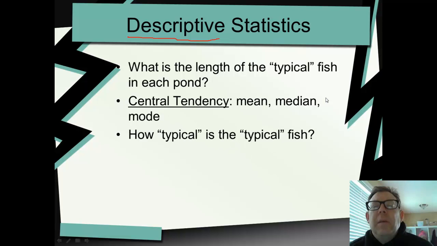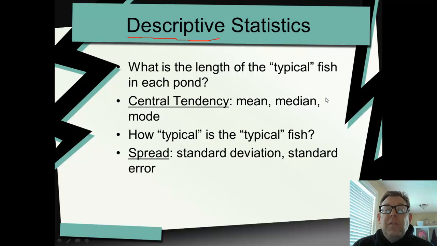The next question is then, well, how typical is the typical fish? So, for example, if we had a mean length for each pond, we also want to know, well, how many of the fish are actually near that mean length? We want to know something about the spread around that measure of central tendency. And how do we do that? Do you remember? Well, a couple ways that we've done that is the standard deviation and the standard error. Those are going to tell us how the fish are spread around that mean value. And so if that spread is really small, then most fish are the typical fish. Most fish are near that mean length. But if the spread is very large, the standard deviation or the standard error is very large, that's going to suggest that there's a lot more variability in fish length.